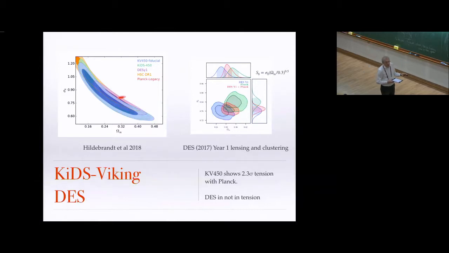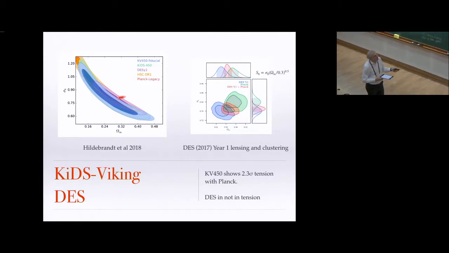And the interesting thing about it, and this is the subject of some debate about how significant this is, is that if you compare it with what comes out of the CMB from Planck, this banana tends to lie rather low.